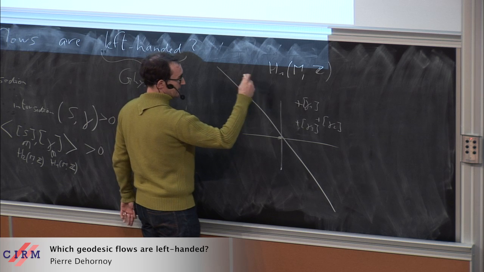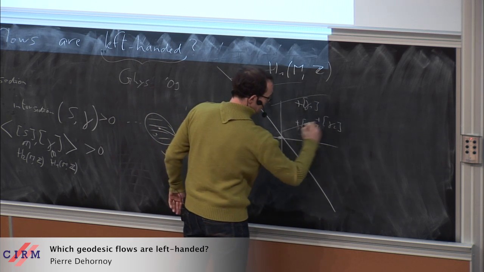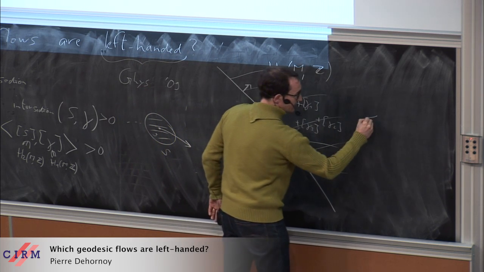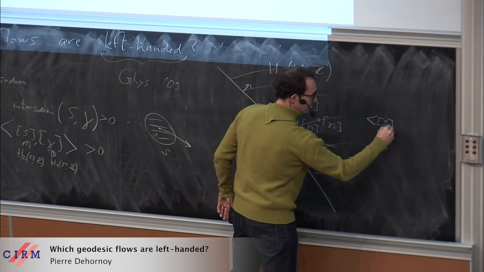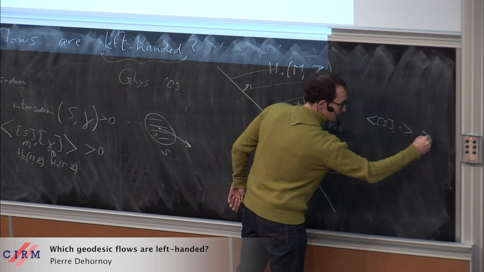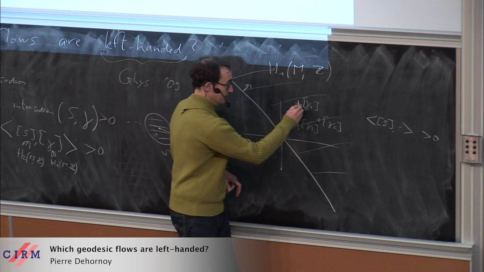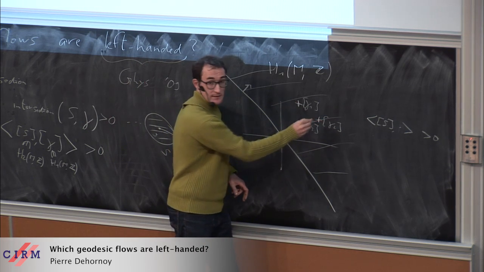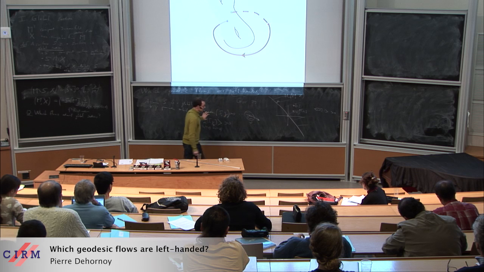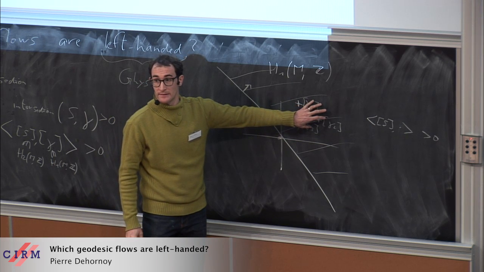So this half plane corresponds to intersection with S positive. And what this remark says is that for all periodic orbits, the class of this periodic orbit is in this half space. So if we have a section, we have that the class of the periodic orbit lies in some half space.